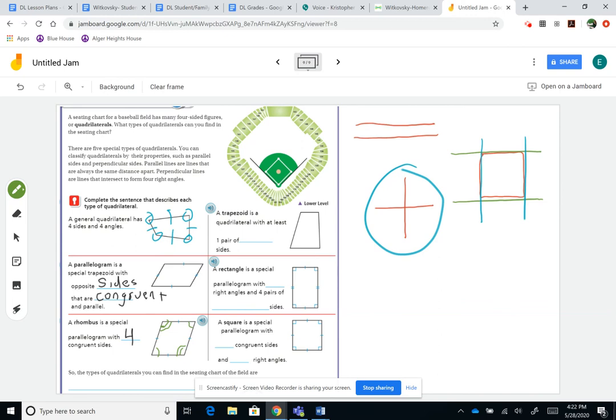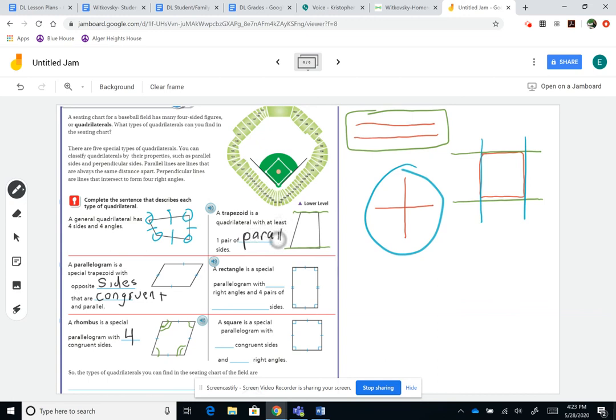Okay. All right. So let's go to the top right now for a trapezoid. A trapezoid is a quadrilateral with at least 1 pair of blank sides. All right, so none of the sides are the same length, so it's not about the length of the sides. Think back to what word I used here. This line and this line are what? They are parallel.